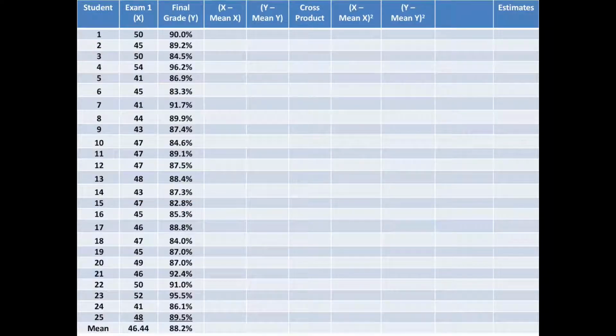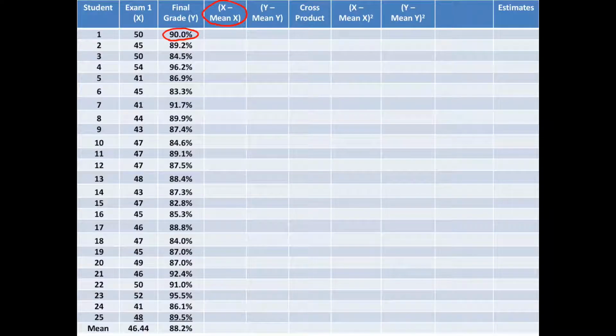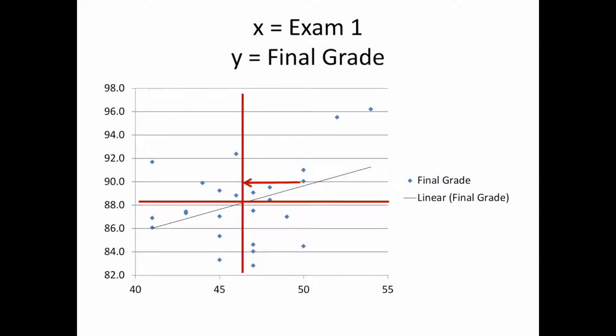So what's the next thing that we'll have to calculate? The next thing we're going to calculate is this deviation score right here, the x minus the mean of x. So remember here for this person number 1, we have their x score, and we have the mean of x down here. So in order to find their deviation score, we take 50 minus 46.44, and this is what it's going to look like.